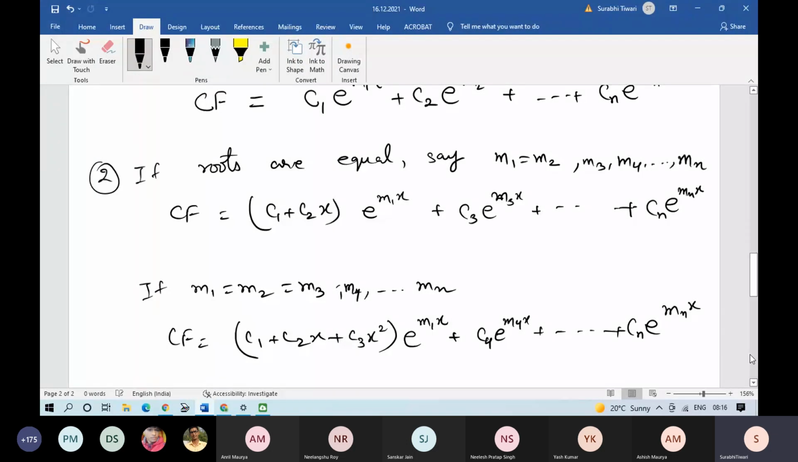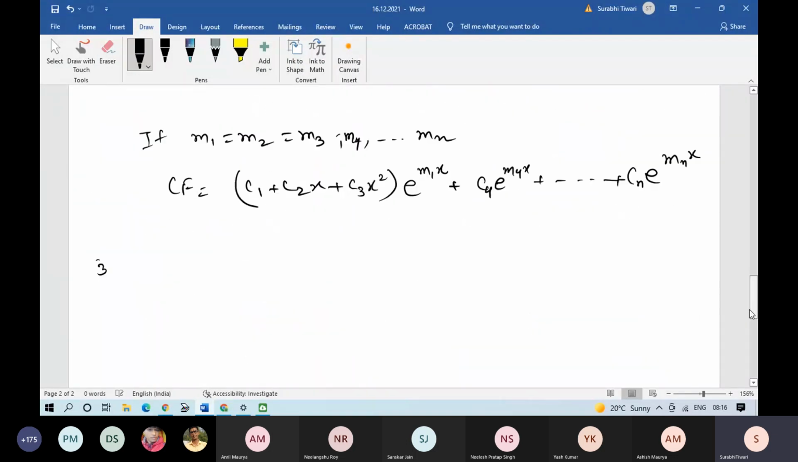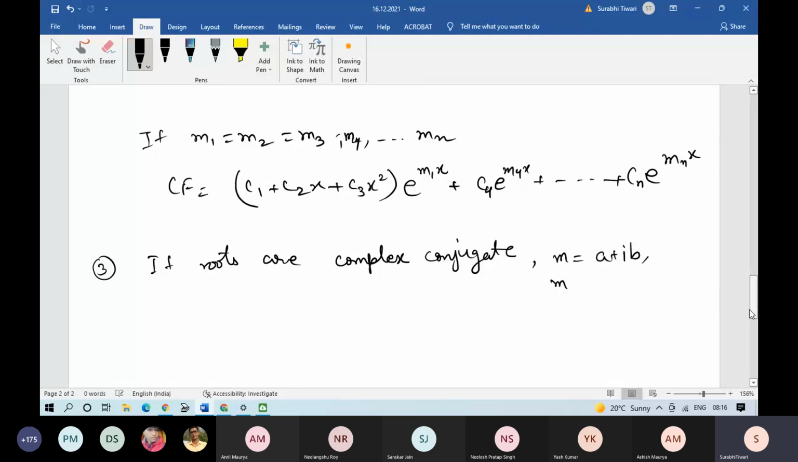Okay. Now third is if roots are complex conjugate. Complex roots always occur in conjugate form. Complex conjugate, that is, m1 is equal to a + ib, with real coefficients, and m2 is a - ib. Then in this case the complementary function will be e^(ax) (c1 cos bx + c2 sin bx).